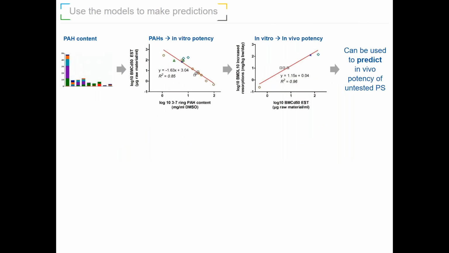So I have mentioned to you first that there's a good correlation between the PAH content present in each petroleum substance extract that I've tested and in vitro potency in both EST and ZET. On top of that, there's also a good correlation between in vitro potency obtained and in vivo potency observed. So it is tempting to use such correlation to try to predict the developmental toxicity potency of untested petroleum substance extracts, of course, that belong to the same product category that I have tested.